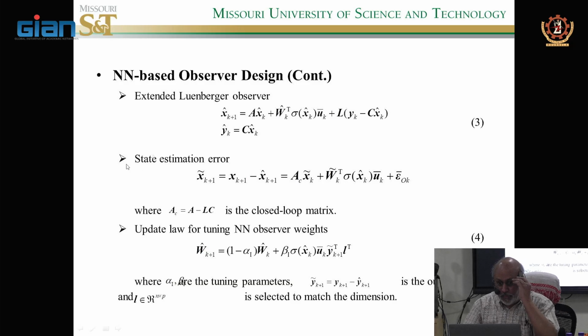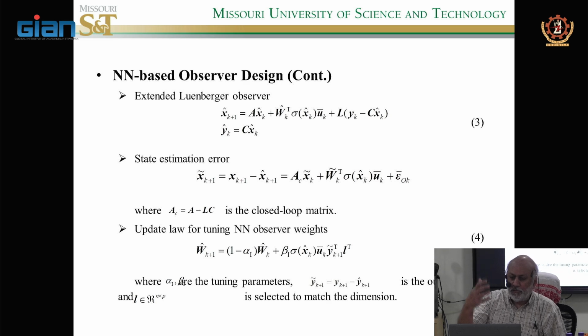So now the state estimation error x tilde is x minus x hat, and if you do that you get this equation, where you see that A minus LC is a closed loop matrix. So you select L such that A_C is inside the unit disk for the observer. And then you have come up with this update law, and then you can show that things are bounded, okay? So that's the observer part.